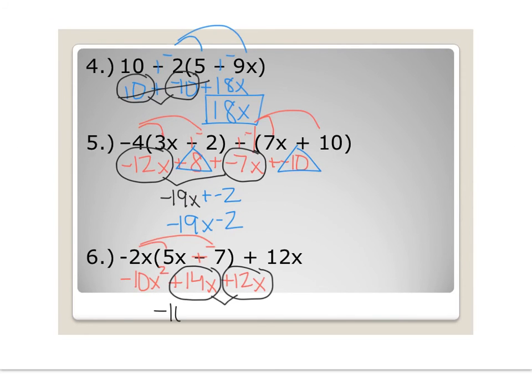So simplified, we end up with negative 10x squared plus 26x for our simplified expression.